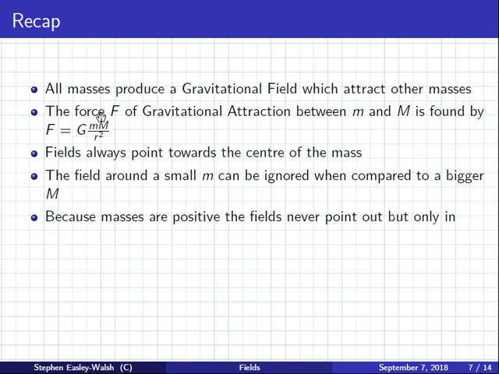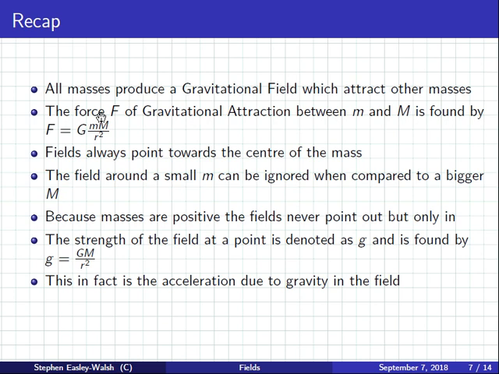Because masses are positive, the field never points out but only in. So it's always pointing in. The strength can be calculated using this formula, and in fact the acceleration due to gravity in the field is the same as 9.81. The g is about 9.81 on the surface of the Earth.